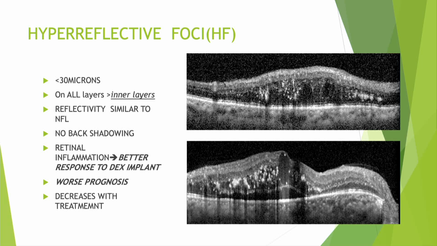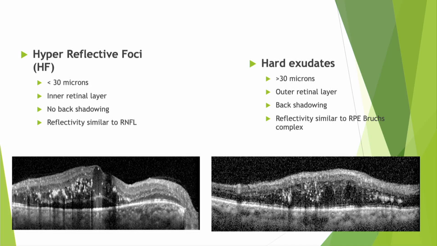And also, if a patient has more hyperreflective foci at baseline, it indicates a more active form of DME and a poorer response to treatment. So to differentiate it from hard exudates, the hard exudates are larger, more than 30 micron size, located in the outer retinal layers with back shadowing, and reflectivity is similar to the RPE-Bruch layer.